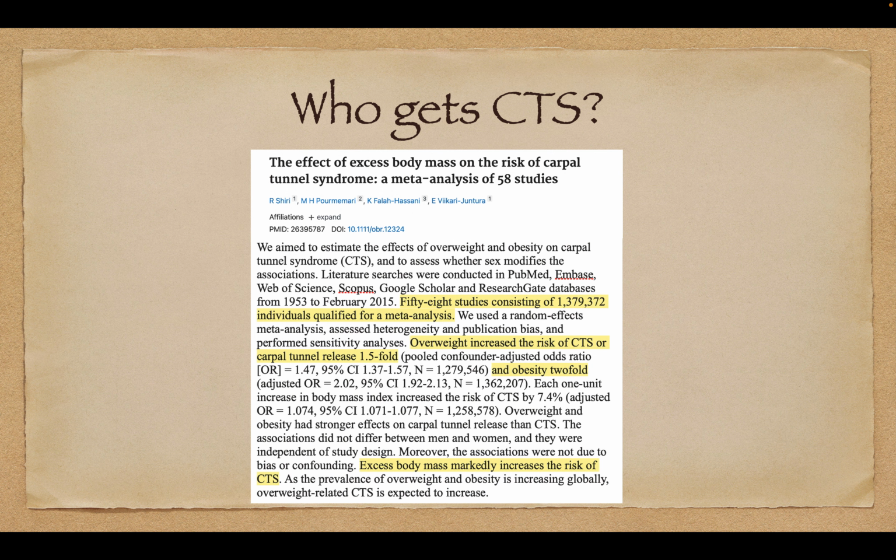A study from the National Library of Medicine, the world's largest medical library located in New York, was published over the effects of excess body fat on carpal tunnel syndrome. This states that after 58 studies consisting of over 1 million individuals, the results were that being overweight or obese will increase the risk for carpal tunnel syndrome. The associations didn't differ between men and women as well.